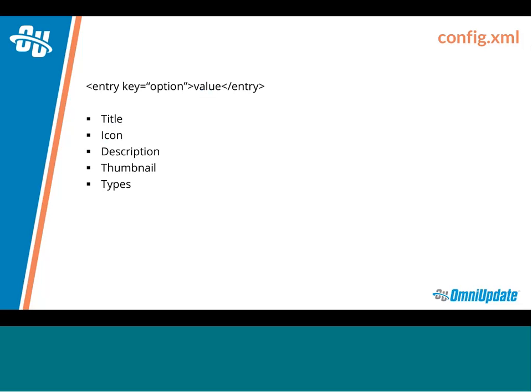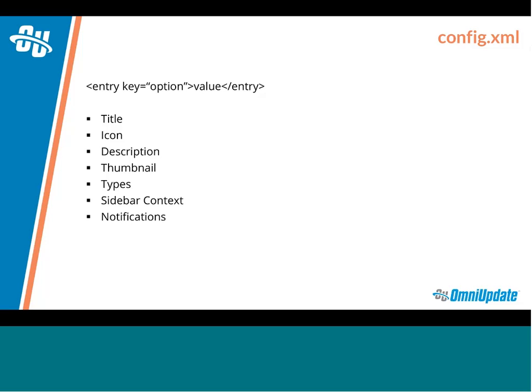Types, which allow you to specify where the gadget will be available, whether sidebar or dashboard. Sidebar context, this one is interesting. It allows you to actually make your gadget only available in specific contexts. One of the most common use cases for this is when editing a file. You'll want your gadget to only appear when editing a file.